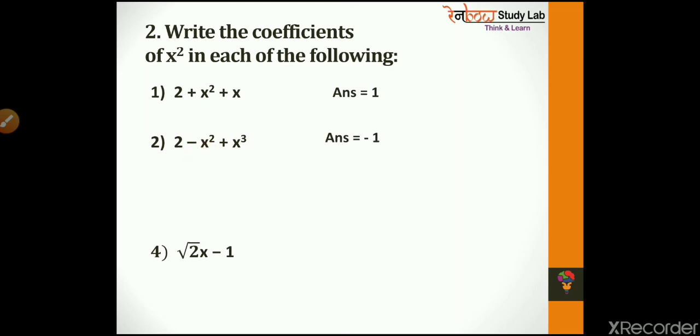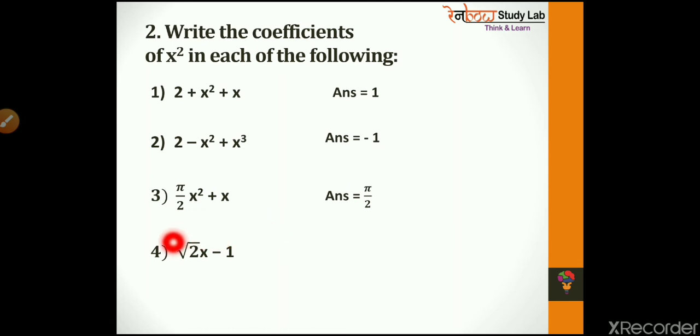So your answer will be minus 1. For the third question, x square is multiplied with a number which is pi by 2. Don't get confused about what pi is. Pi is just a number, it's a way of writing, okay, it's also a number. So pi by 2 is your answer, because your x square is multiplied with pi by 2, and whatever your x square is multiplied with will be your coefficient. So your answer is pi by 2.